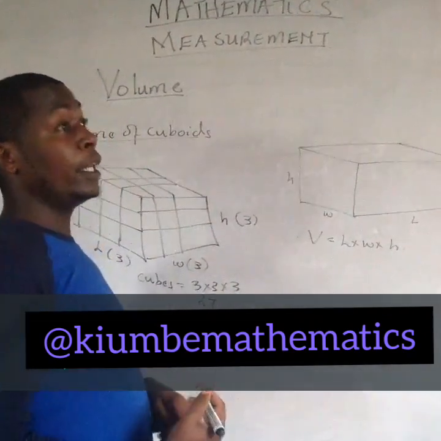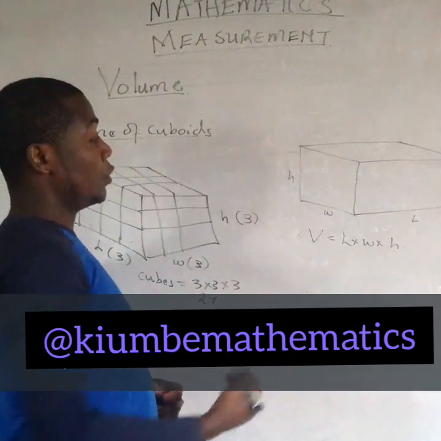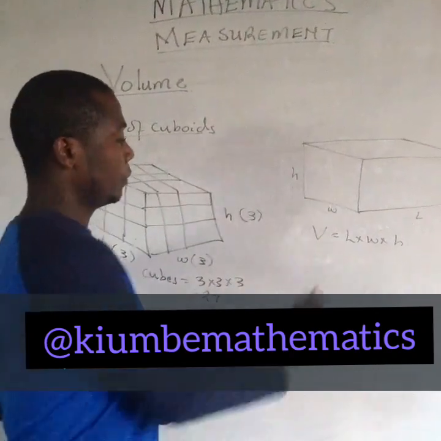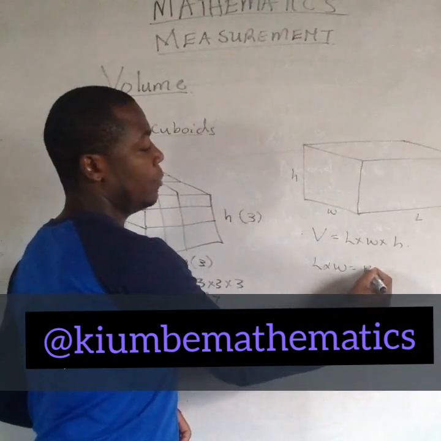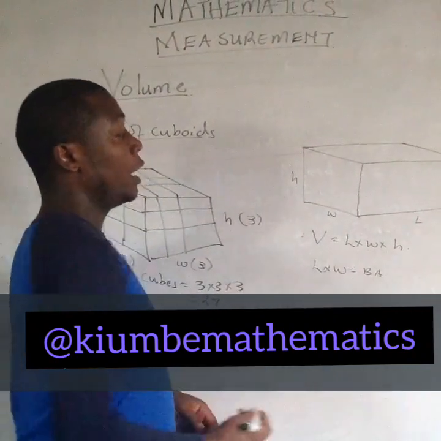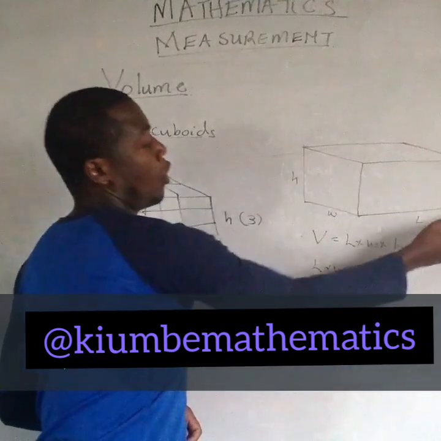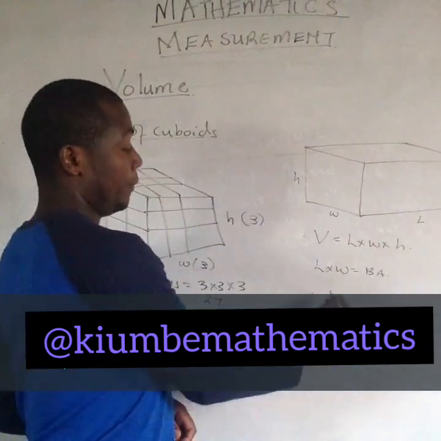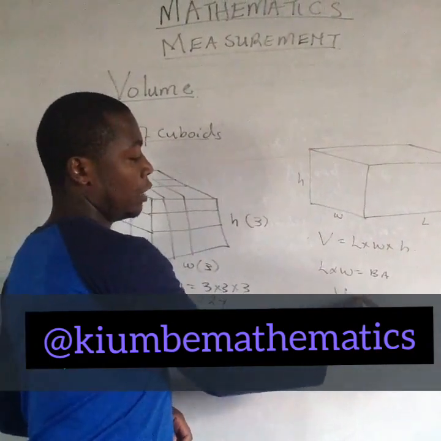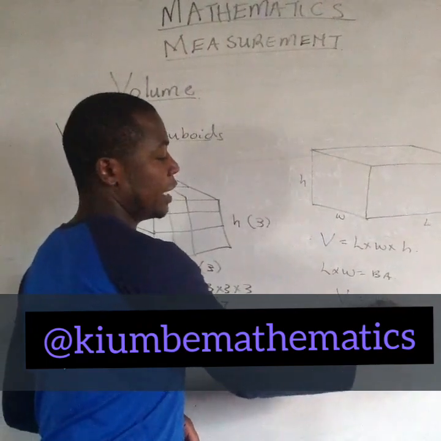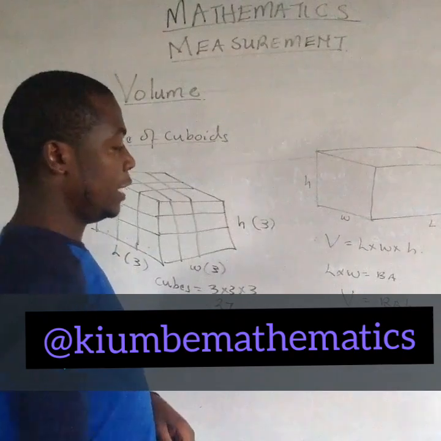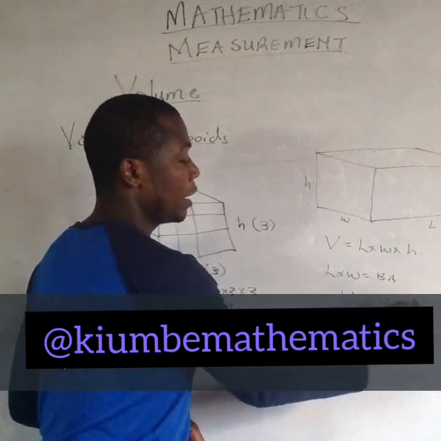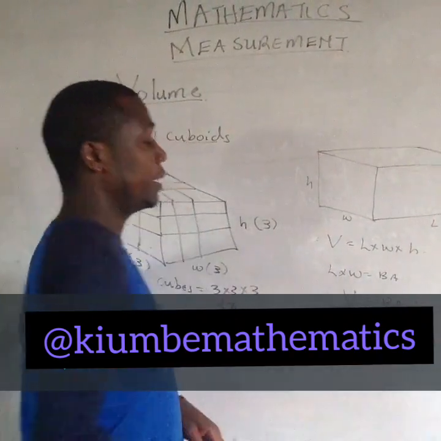Basically, in previous lessons when we were looking at area, we know that length times width is the base area of a rectangular object or figure. Therefore, we can also say volume can be rewritten as base area times height.